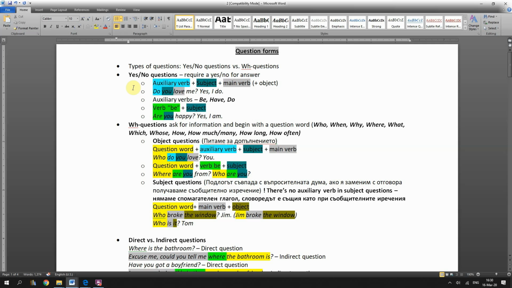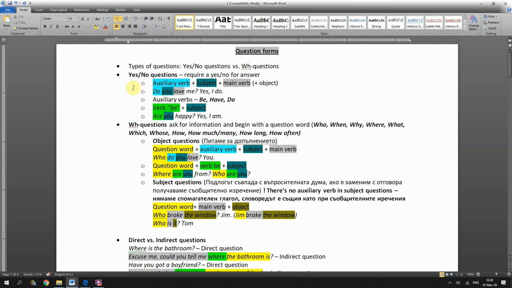Okay, let's talk about question forms. This is quite a big topic and it covers what we have studied in the previous levels. Here there is a new type of question to study. So, how do we form questions?